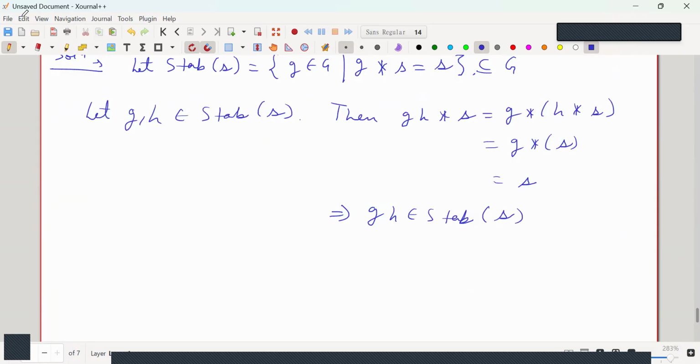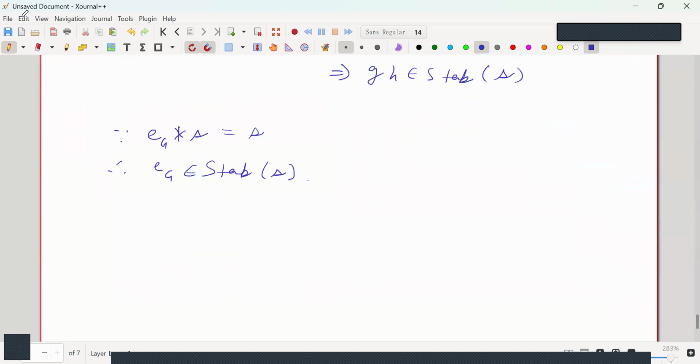Now the second property we should check is, as you pointed out, the identity, right? Since identity of G star s is the same as s, therefore identity of G also belongs to this stabilizer set. Now, what about the third one?